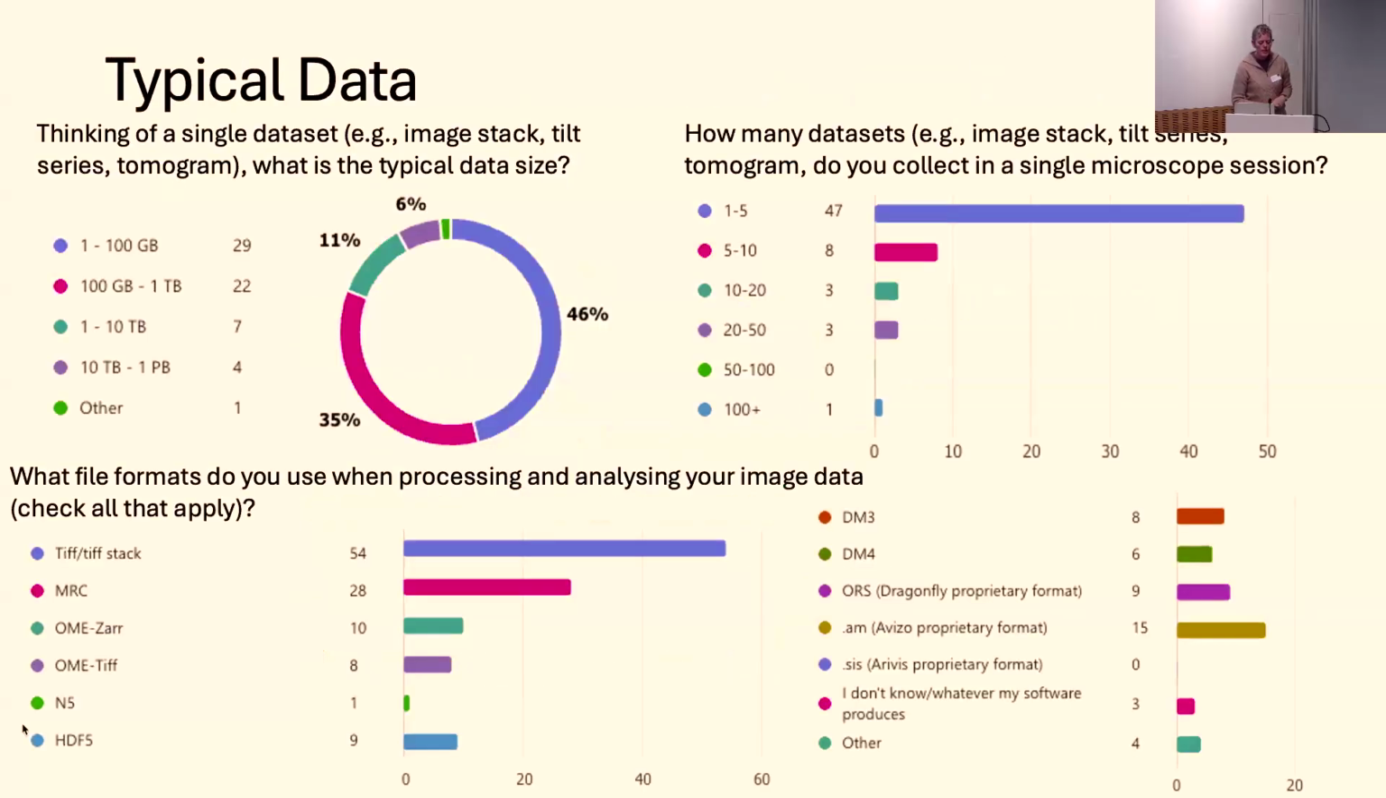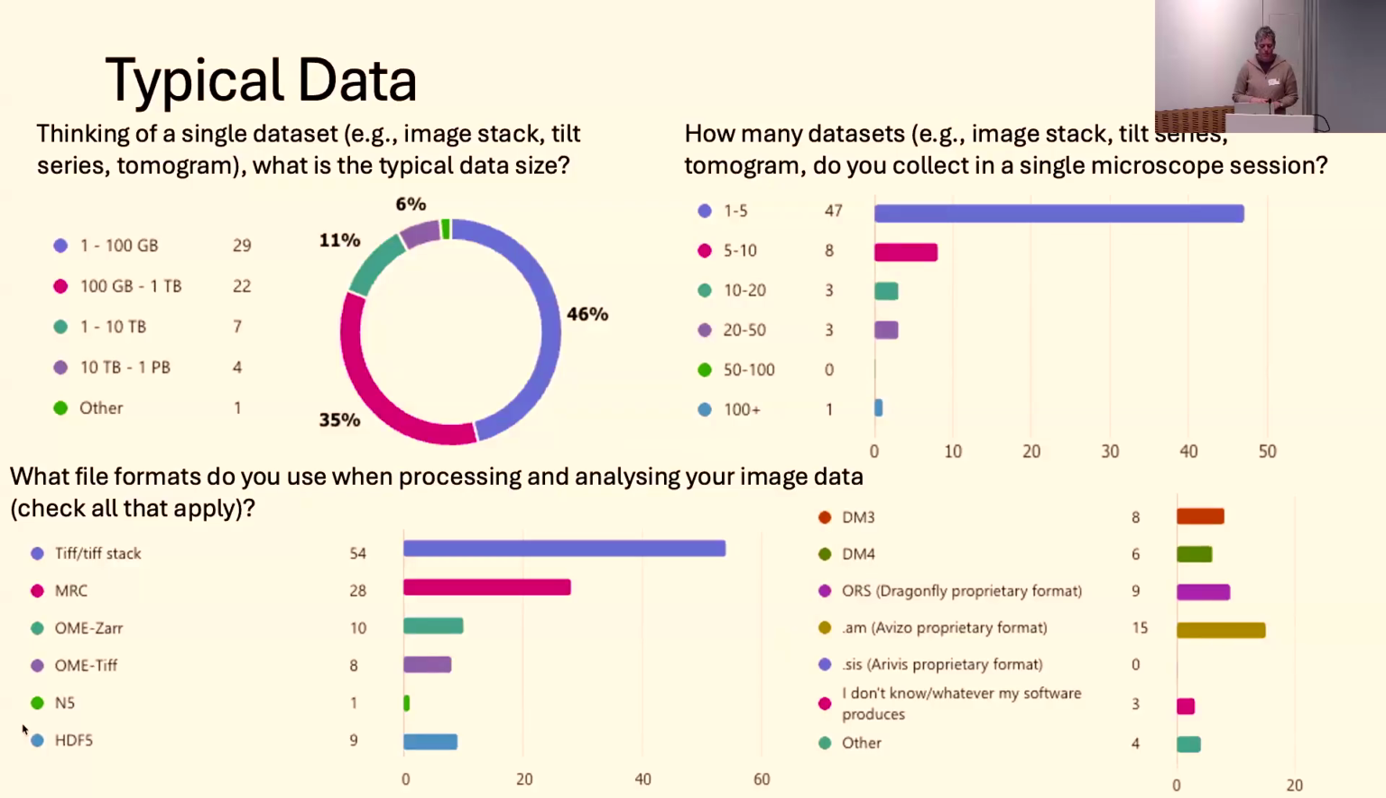Okay, so we also asked some questions about typical data. So thinking about a single data set, what's the typical data size? About half of respondents were in the 1 to 100 gigabyte range, with another third under a terabyte. And then when we asked how many data sets do you collect in a single session, most people are collecting between 1 and 5, although there are long tails on that.